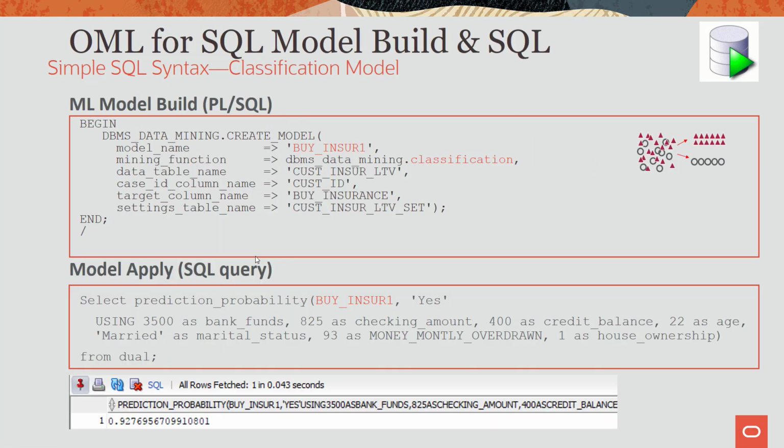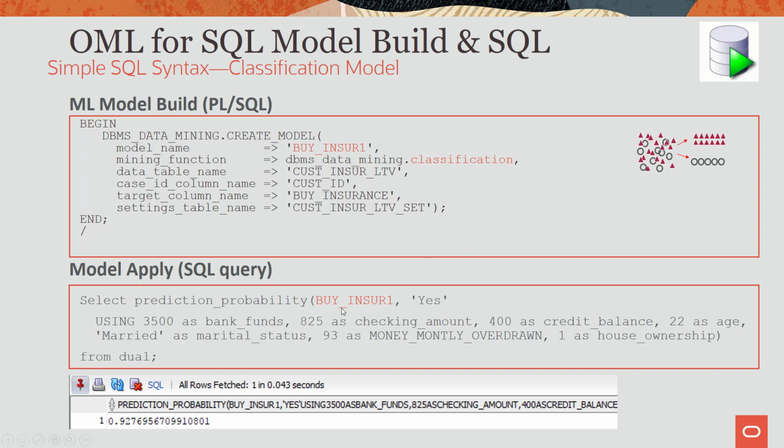Similarly, if I want to do a classification model, it's the same kind of syntax. It's begin DBMS data mining create model. The model name is buy insurance. I'm doing a classification rather than a regression or other types of functions. So the data table name, materialized view, table, whatever, is customer insurance lifetime value. That's the unique identifier, customer ID. Target column is buy insurance. And I have a settings table, which would be like auto data preparation and the algorithm settings. So that's all I do to build the model.